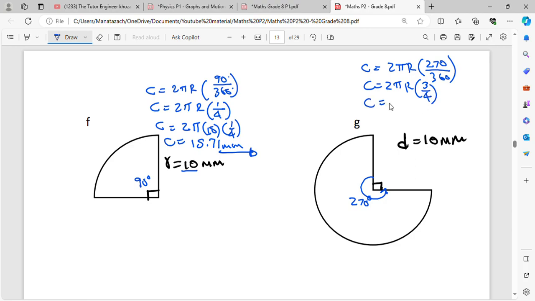So from here on, since the diameter is 10, the radius is going to be half of 10, which is 5 millimeters. So going to put 5 millimeters multiplied by 3/4. So basically the circumference is going to be 2 times pi times 5 times 3/4, which is 23.56 millimeters.